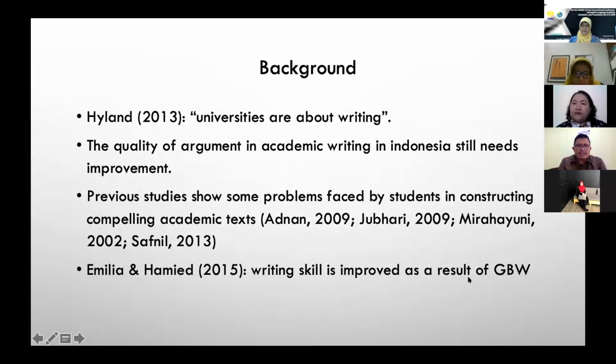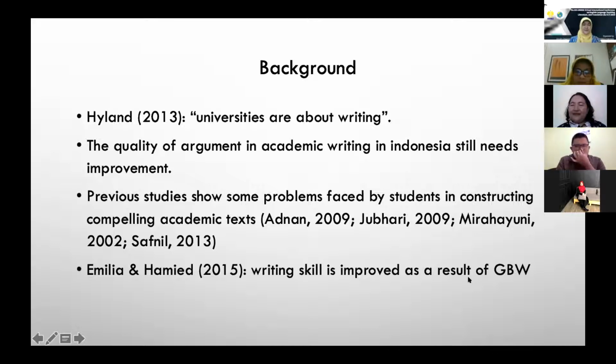This argument, especially in my research, is viewed from the theory of periodicity. I'd like to see how students organize the text as a kind of hierarchy of meaning to make the flow of the discourse run smoothly. Okay, this is based on Halliday, and then.